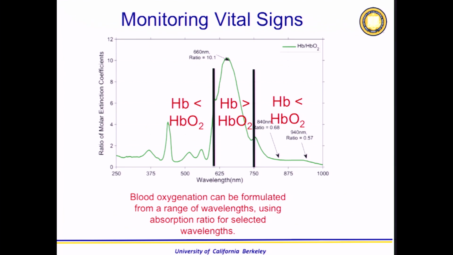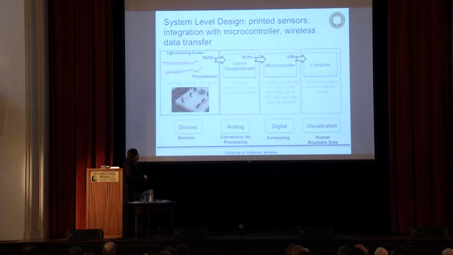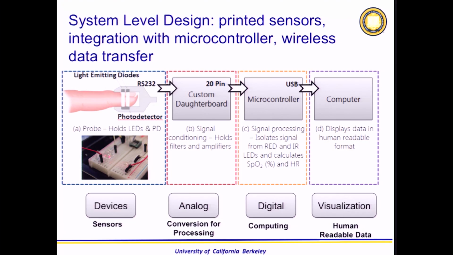If you can do that, then the whole system looks more like this, where you have the devices, which are the light-emitting diodes and the photodetector. You have some analog circuits that will do the conversion and the processing. You always need microcontrollers, because you're doing a lot of computation, and then, of course, visualization. We humans need to read the results somehow.